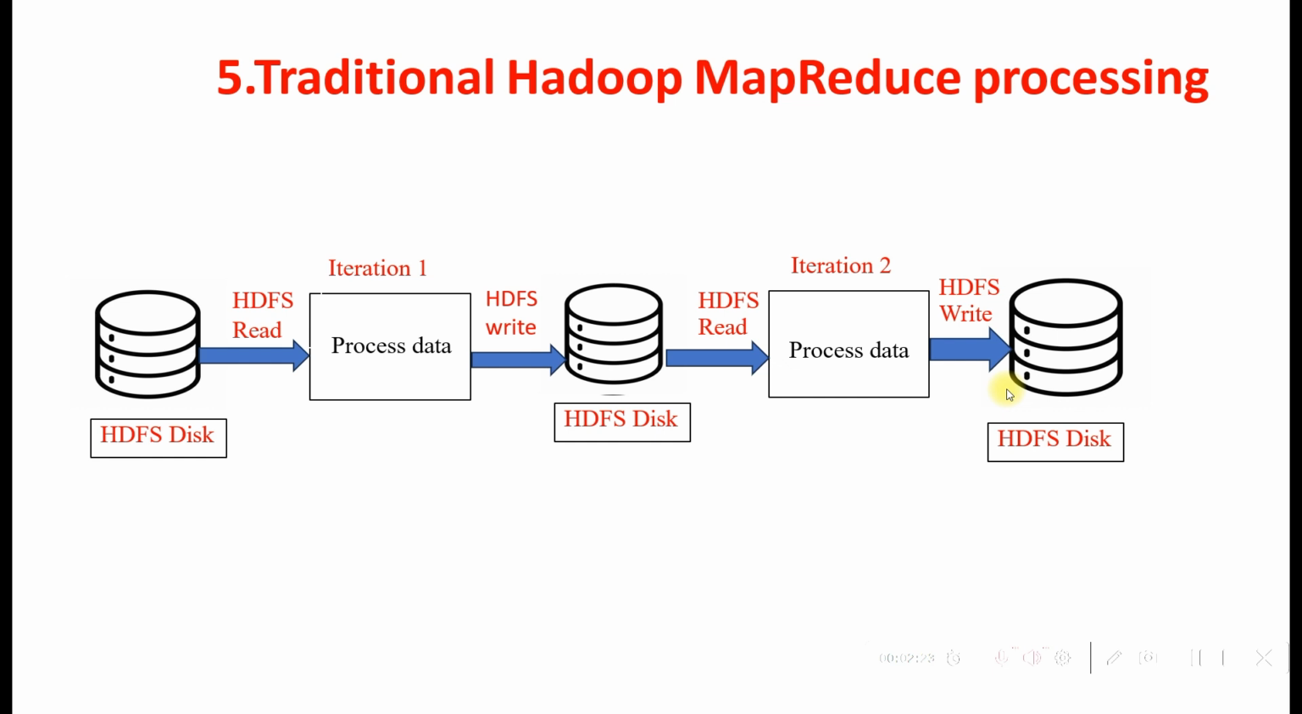So why is this slow? Hadoop reads and writes the data to disks multiple times, making it slow. So that's why we are using Apache Spark here. We'll discuss it in the next slide.